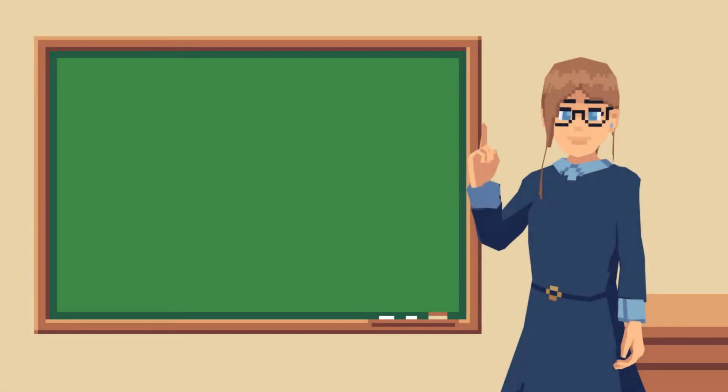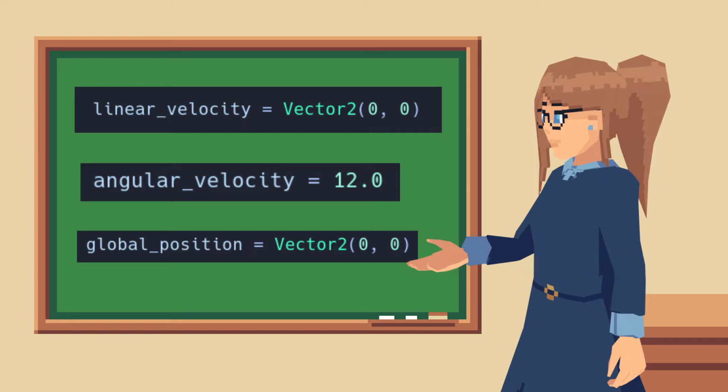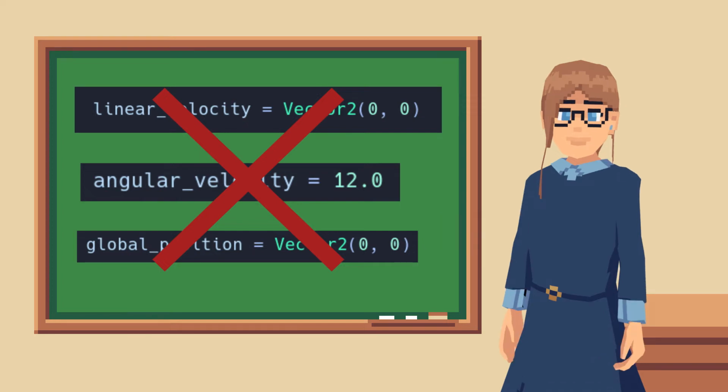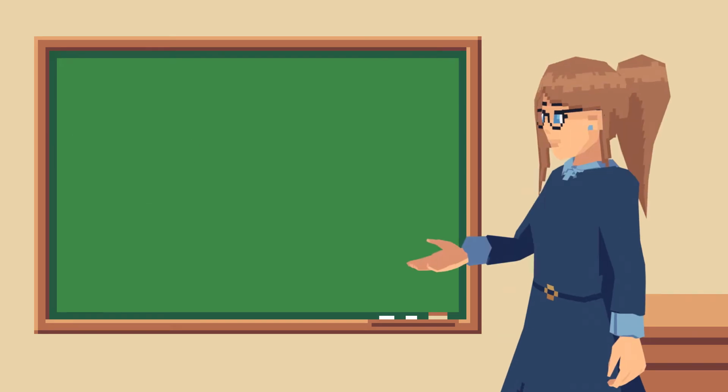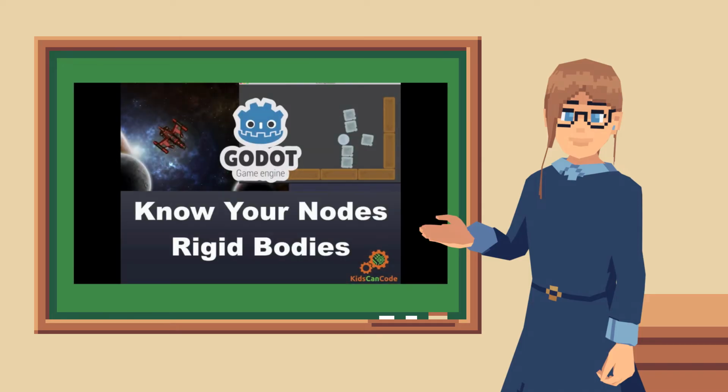One thing you should really avoid is setting these values directly. This also goes for setting the position. This is because your code and the physics engine won't be in sync, and this can create some unexpected behavior on the rigid body. You can set these values safely in the integrate forces method. I'll have a link in the description to a video by KidsCanCode that goes more in depth on why and how.